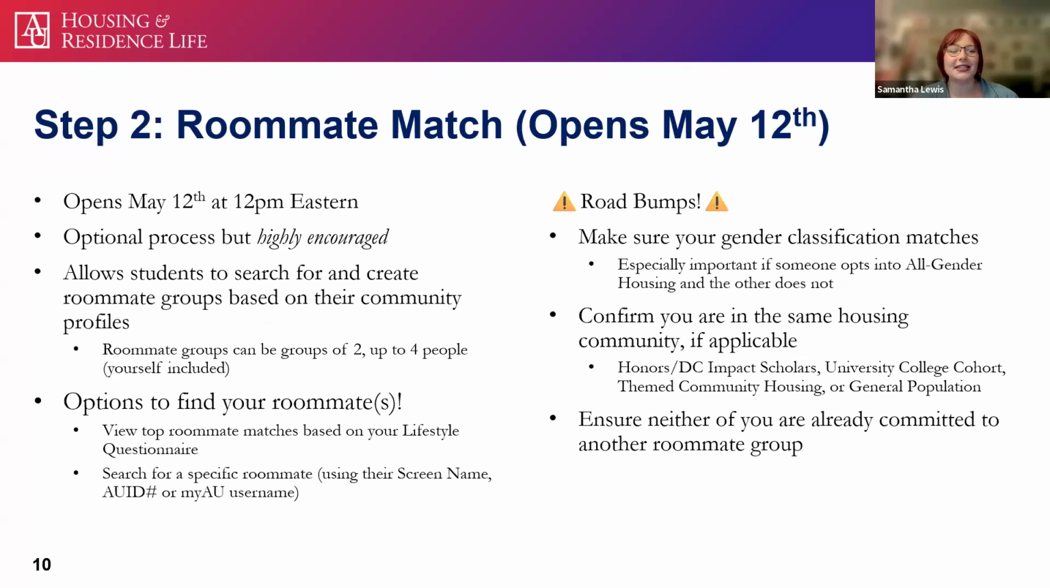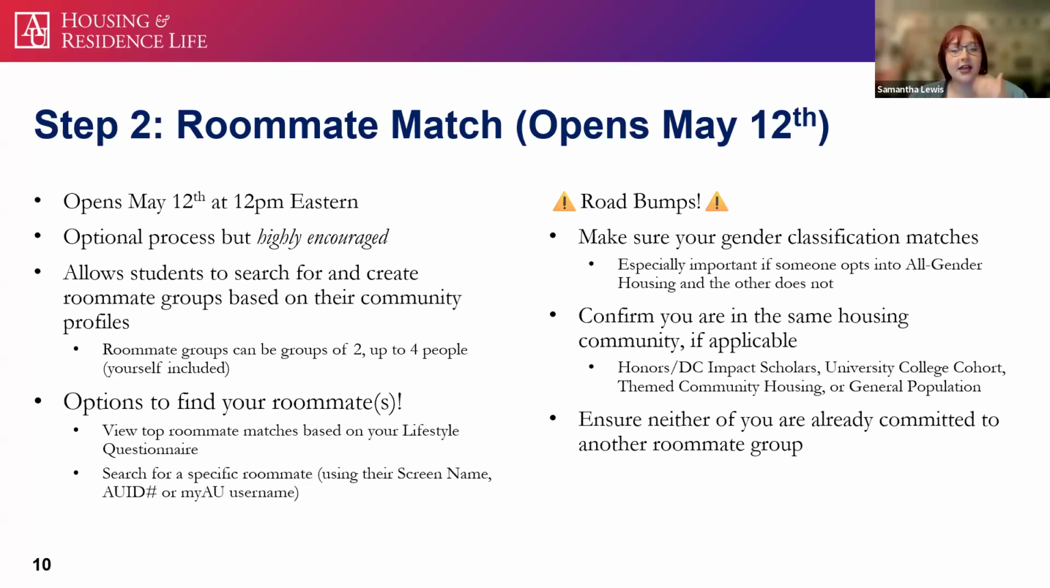Thank you, Lauren. So now on to step 2, roommate matching. This opens May 12th at 12 p.m. This is optional, but very highly encouraged. It allows students to search and create roommate groups based on their community profile. You can make roommate groups of 2 up to 4 people. And there are a couple of options to find roommates. You can either view your top matches from that roommate profile questionnaire, seeing, Sarah has an 87% match. Oh, I want to match with her. Or say you did the new fashioned way of finding someone on Instagram or whatever it may be, you can search for them specifically.